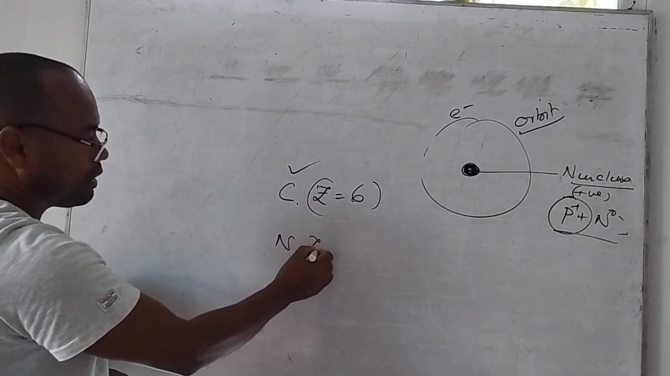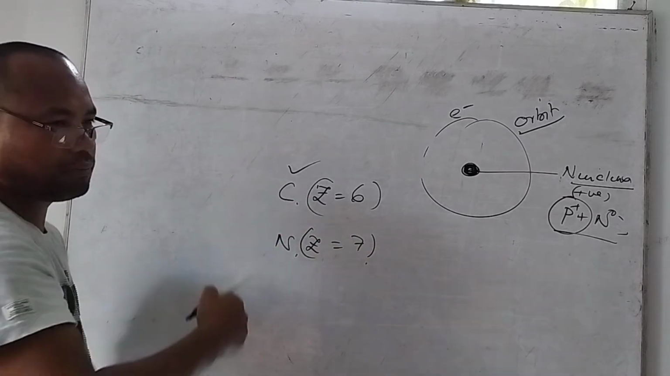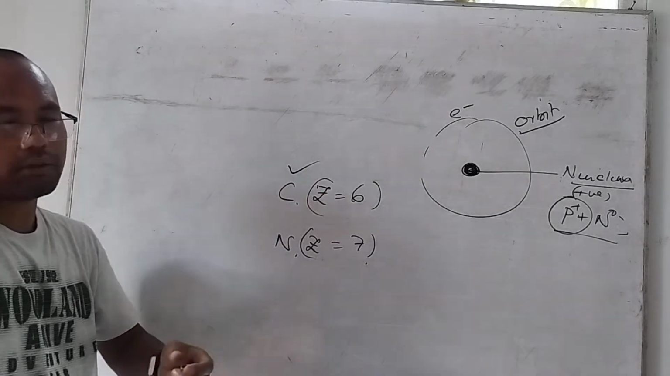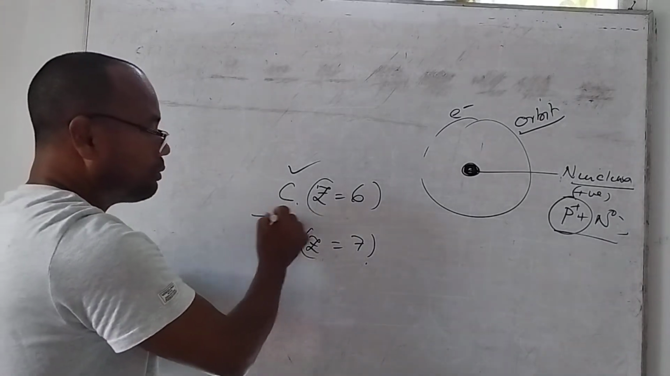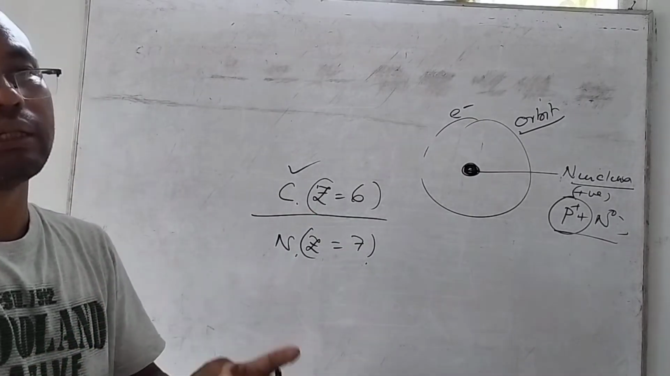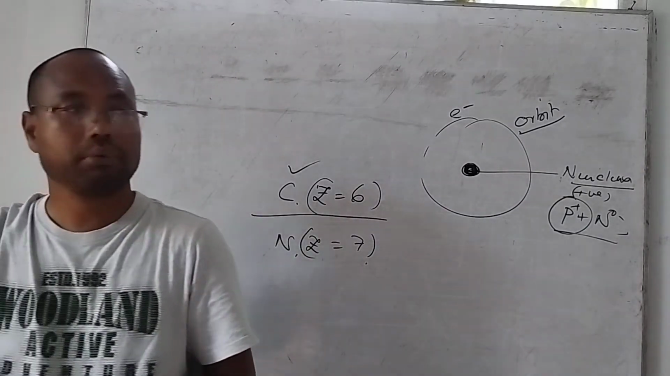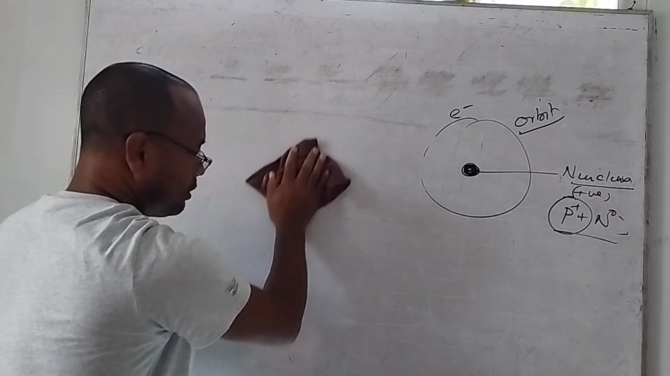So here is another element, nitrogen. What is the atomic number of nitrogen? That is 7. That means the number of protons in nitrogen is always different from the number of protons present in carbon. That means the atomic numbers of different elements are different. If the number of protons is different, obviously the number of electrons will also be different.